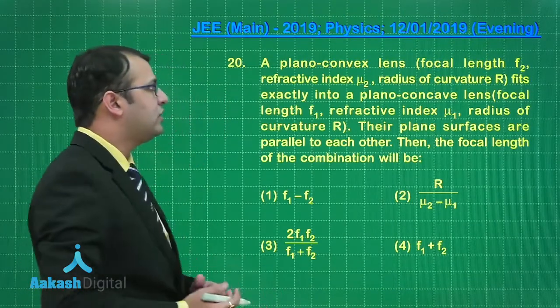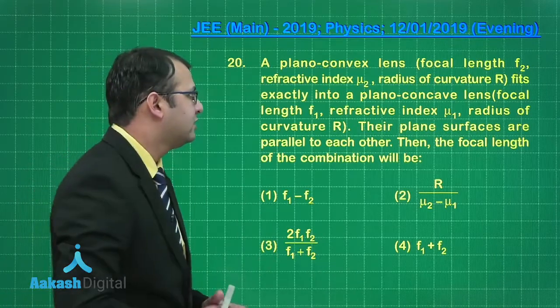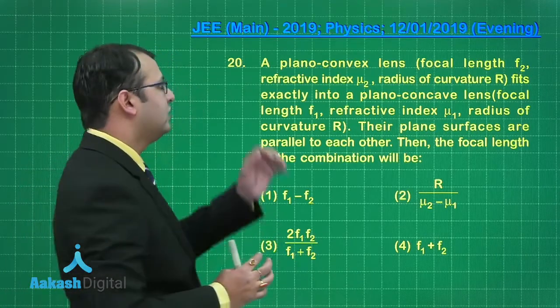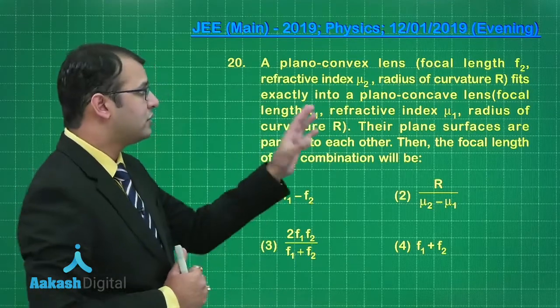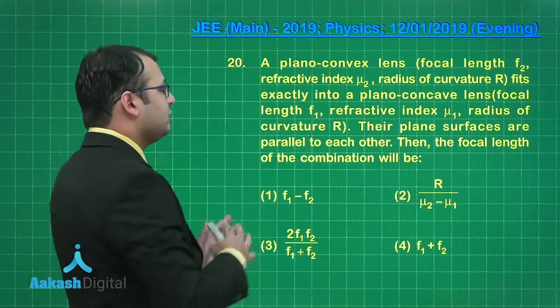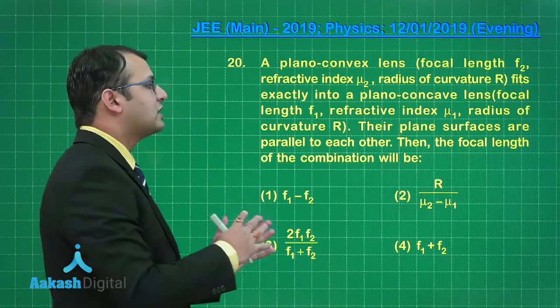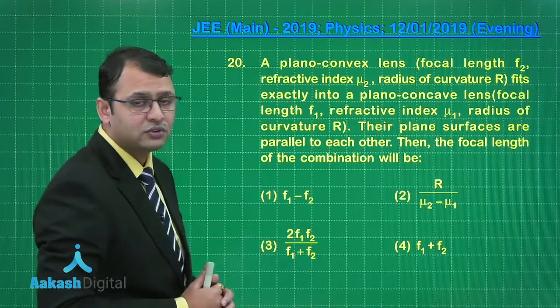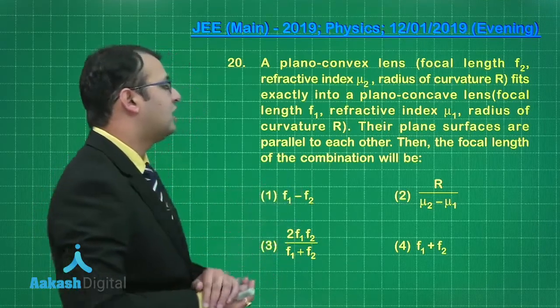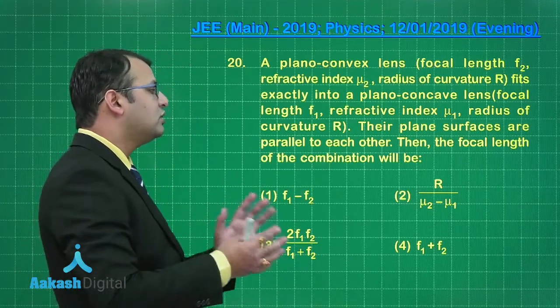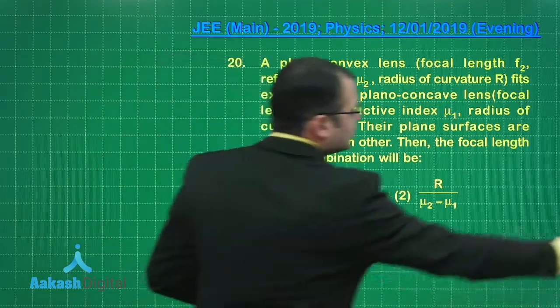Now in here you see this is the plano-convex lens, belongs to section optics, and the plano-convex lens has focal length f2 and refractive index mu2, radius of curvature being r. And it fits with a plano-concave lens of refractive index mu1, focal length f1 and radius of curvature r again. That means curvatures are same. The plane surfaces are parallel to each other. Then the focal length of combination will be, let's see which is the best option here.